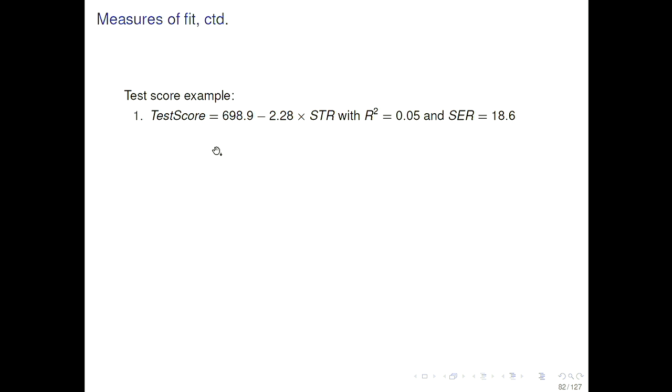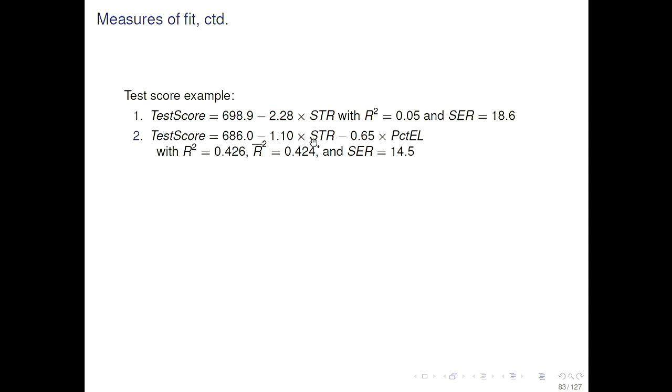Okay, so test score example. Previously, when we considered only student-teacher ratio, R square was 0.05, which is close to 0, which means this variable doesn't explain the test score in an effective way. Now when we include the percentage of English learners in a district, we have a much, much larger R square. That suggests that this variable has to be included in our analysis.